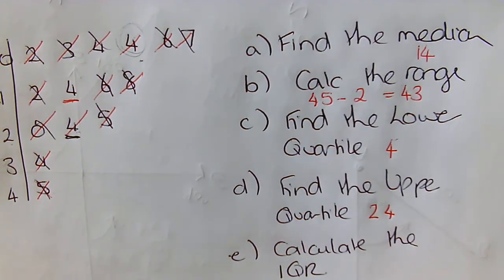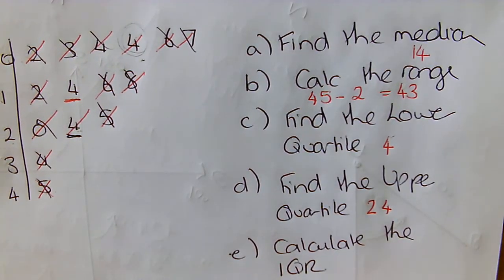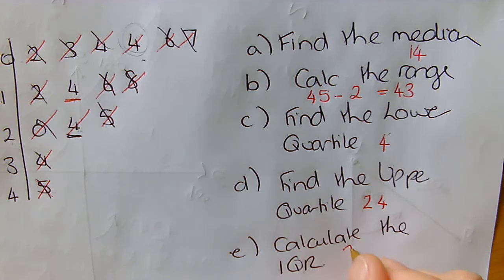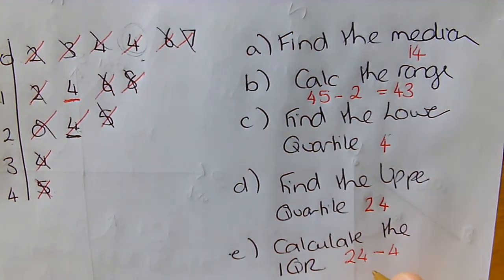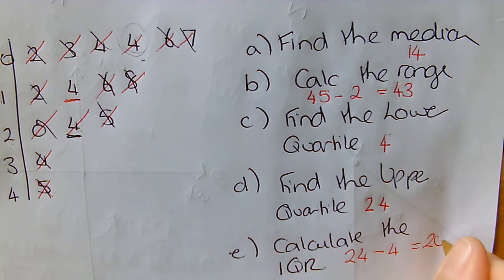Now calculating the answer for E, calculating the interquartile range becomes easy. It's 24, the upper quartile, minus 4, the lower quartile, which gives me 20.